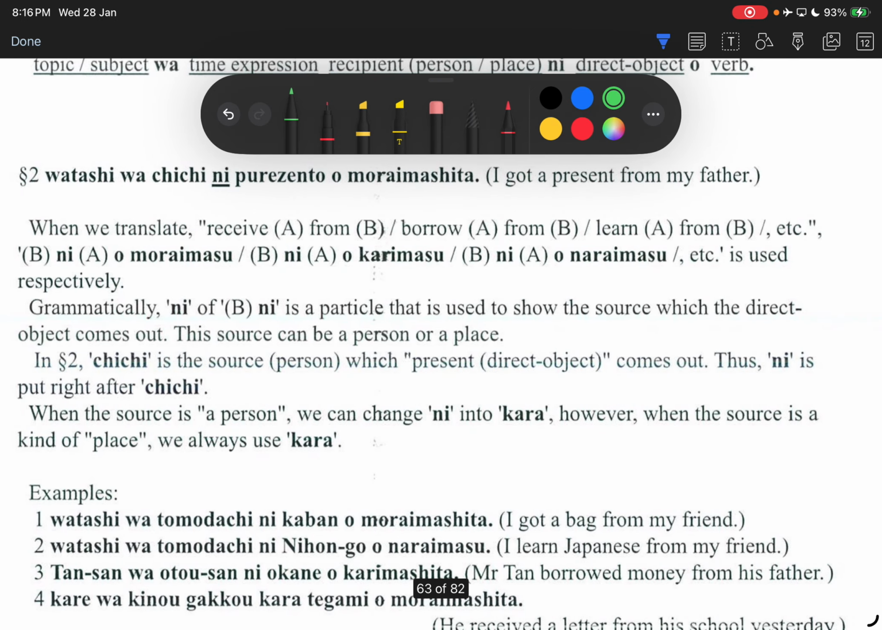Right? So the big chunk of this passage below is just trying to tell you that besides moraimasu, karimasu is to borrow from. Naraimasu is learn from. Right? So we have karimasu, we have naraimasu. All these are receiving from, like learn from, borrow from, receive from. We have a direction of receiving something. Learn from someone, borrow from someone. So these are all very similar verbs.